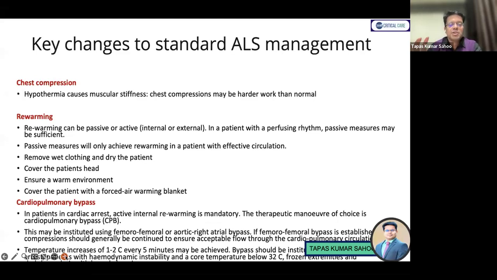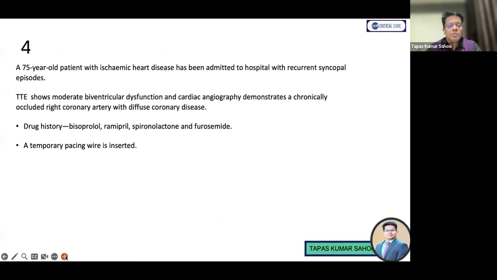So these are some of the things that you have to remember. And finally, for active rewarming, cardiopulmonary bypass is the therapeutic maneuver of choice, and this could be done by femoral or aortic right atrial bypass. So these are some of the key changes to the standard ALS management in hypothermia.